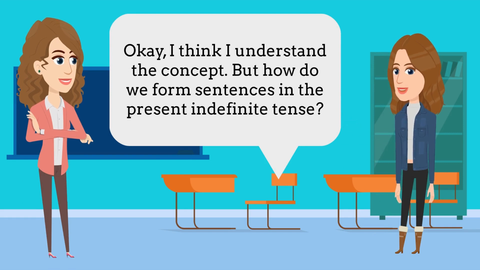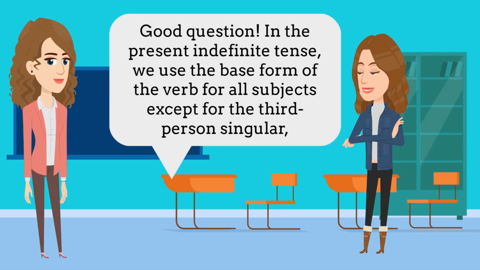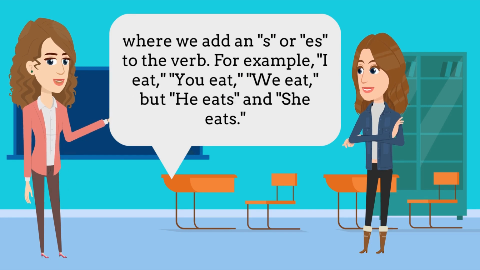But how do we form sentences in the present indefinite tense? Good question. In the present indefinite tense, we use the base form of the verb for all subjects except for the third person singular, where we add an s or es to the verb. For example, I eat. You eat. We eat. But he eats and she eats.